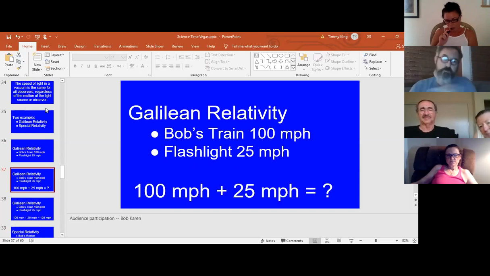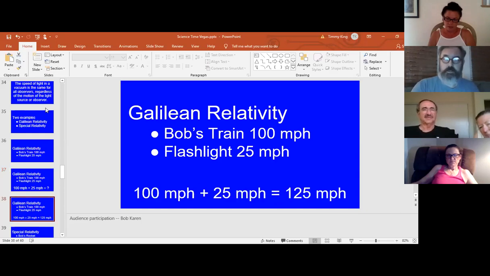He's going at 100 miles an hour, perfectly level, can't see outside, so he has no idea of what's happening in the world around him. And if I ask Bob how fast the flashlight is moving, Bob will tell me that the flashlight is moving at 25 miles an hour because he threw it away from him at 25 miles an hour. But if I ask Karen how fast Bob was going, she'd say Bob is going 100 miles an hour. She can see the train.